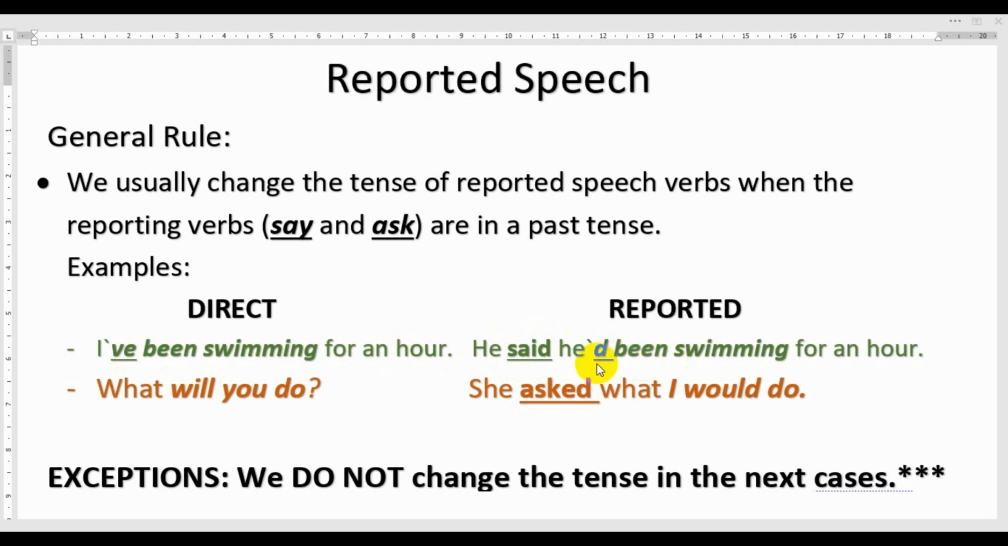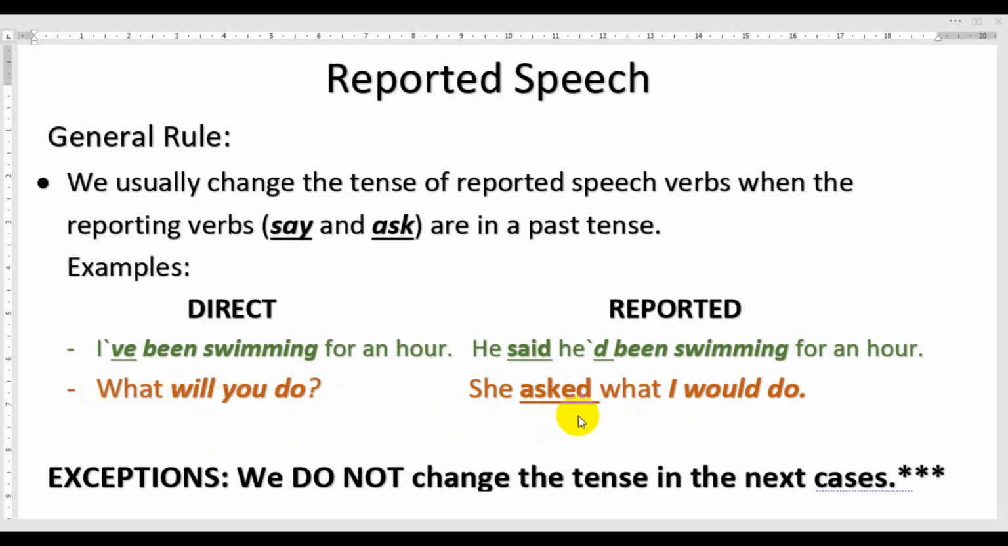Okay, so let's see another example in here. We have for direct, we have this one. What will you do? ¿Qué harás? Let's see in reported. She asked what I would do. The same. Lo mismo. Esta pregunta está en futuro.